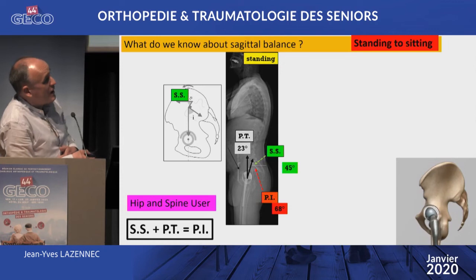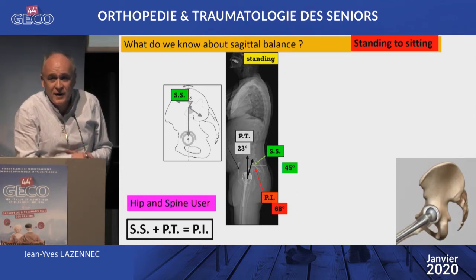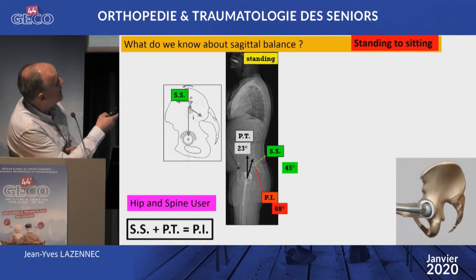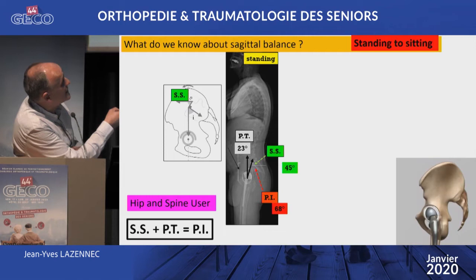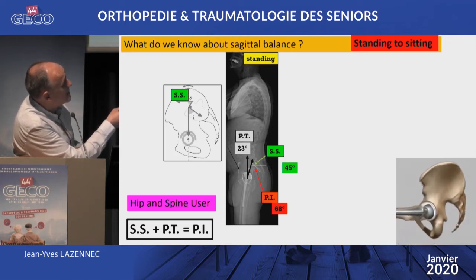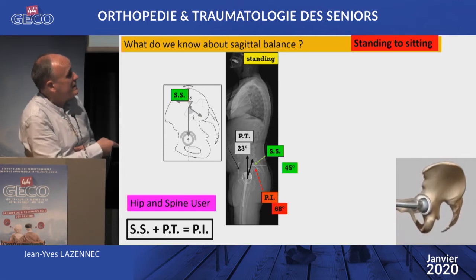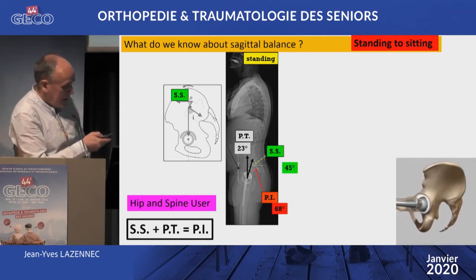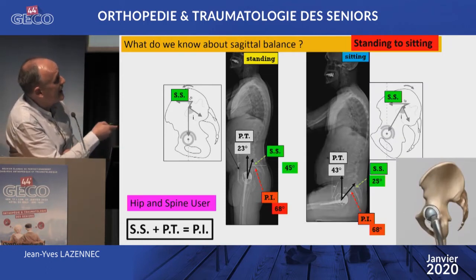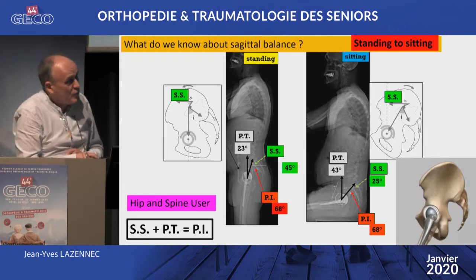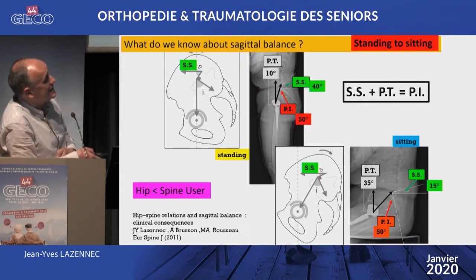But in aging patients, some will use their spine and their hip when moving from standing to sitting. Here, the sacrum slope is 45 degrees with a pelvic tilt, which will be the focus of my presentation later. The vertical line between the femoral head and the center of the pelvis, and has a high pelvic incidence, 68 degrees. No problem with sitting. The slope will decrease 25 degrees, and he will rely on his spine.